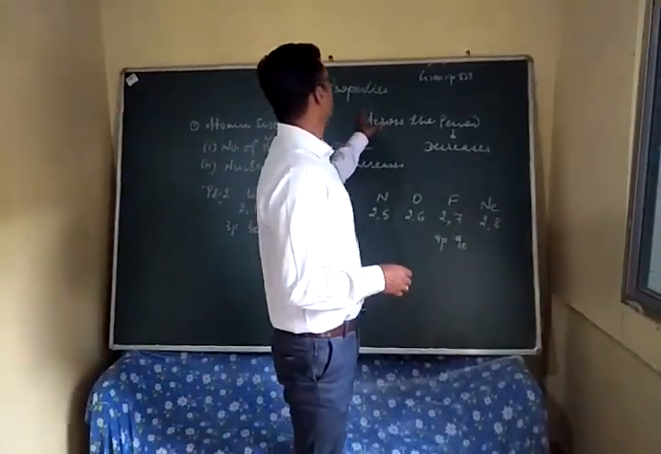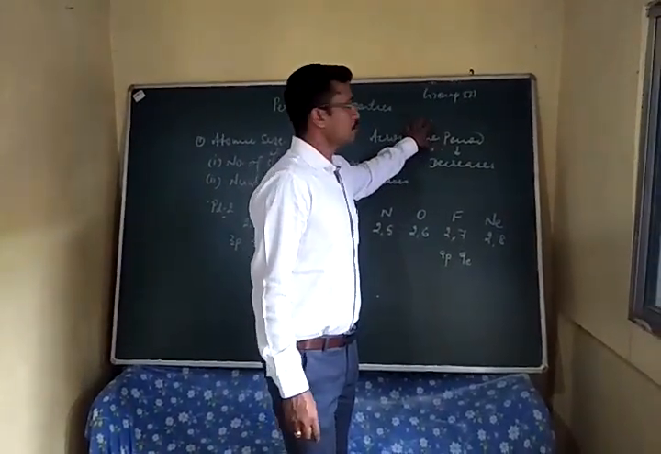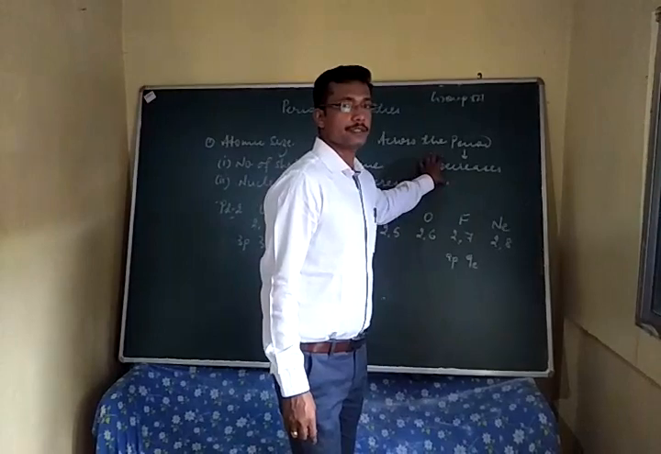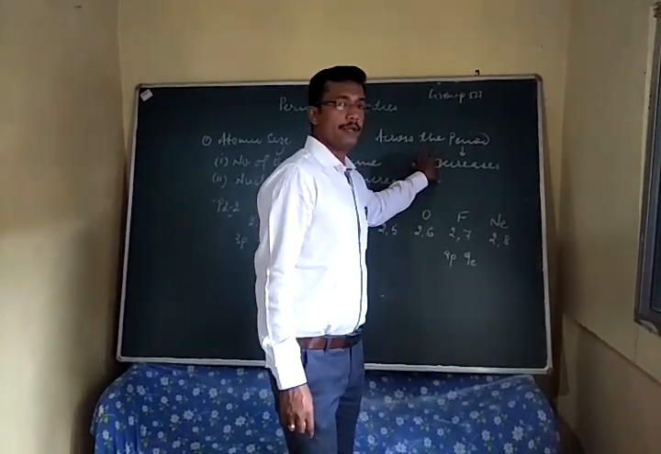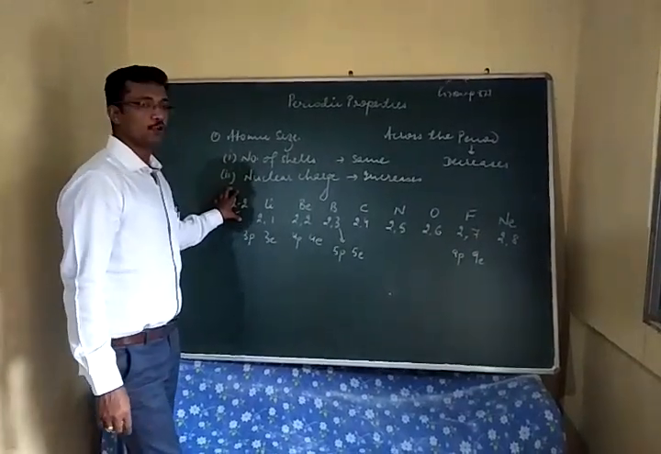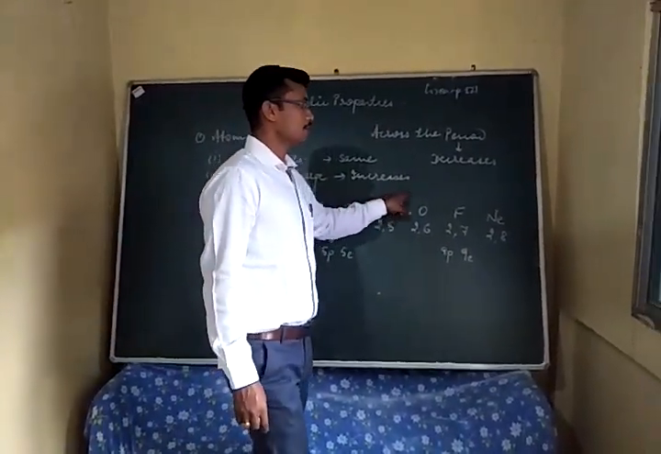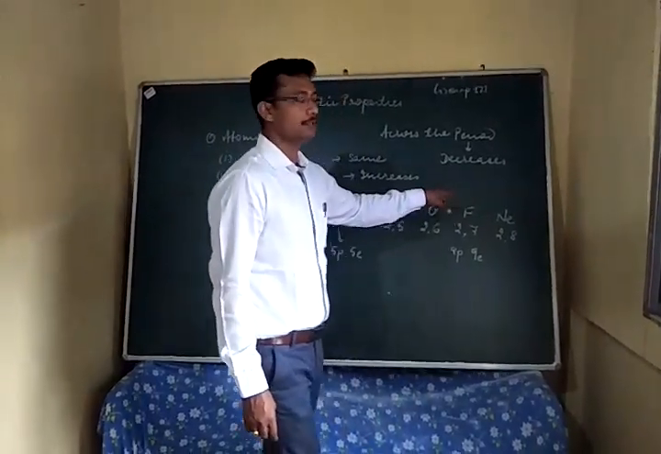Now we are going to see the atomic size across the period. And across the period, atomic size decreases. Let us see why. For this I have taken the example of period number 2: lithium, beryllium, boron, carbon, nitrogen, oxygen, fluorine, neon.